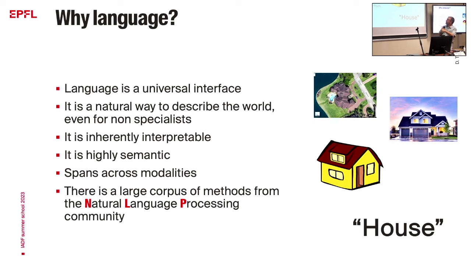If you look at these three views, so this is a satellite view, this is a view from the ground, and this is a sketch. I mean, we all agree that they all point to the same concept, right? And this concept, when you express it in text, is the same, independently of the different views you are looking at. So it's a kind of universal interface. It's something that helps you describe the world, even if you're not a specialist.